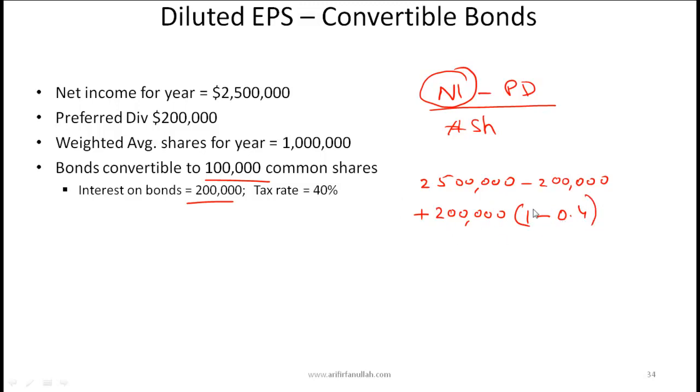So why do we multiply this by 1 minus the tax rate? This is a fundamental concept that I will create a separate little video on, but for now just take my word for the fact that when we add back interest, we need to make this tax deductible by putting in 1 minus the tax rate, and divided by the number of shares. So the number of shares is 1 million plus the new amount of shares created, which is 100,000. So you need to simply do this calculation and you will get the diluted EPS for this scenario.